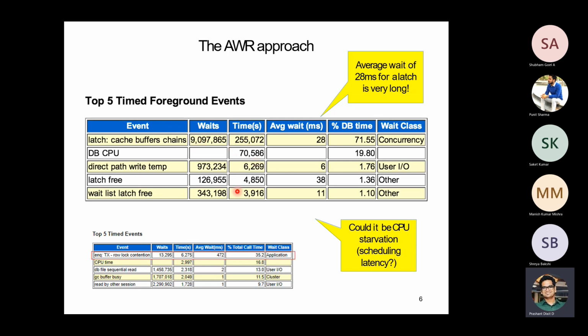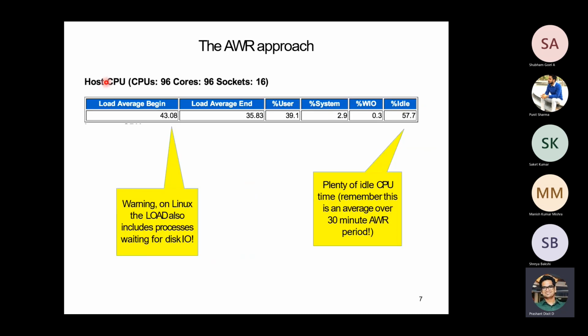After seeing this, you can think: is this happening due to CPU? I mean, are we short on CPU, or is this happening due to CPU starvation? Accordingly, you have to move ahead. The next thing you have to check is the host CPU section, where you look at the load average begin and load average end.